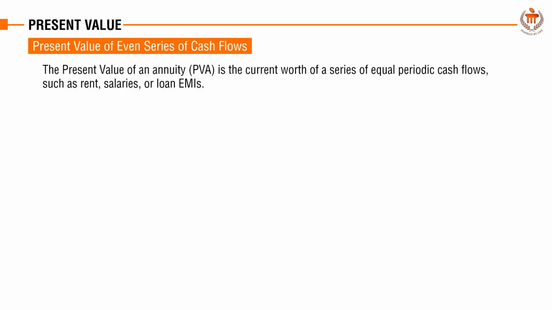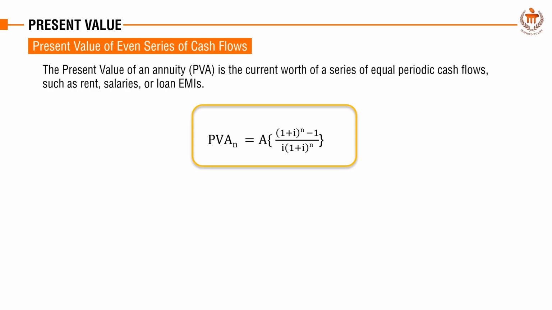Now let's move from single cash flows to a series of equal cash flows, often referred to as an annuity. This is a common scenario in finance where equal payments are received or paid periodically, like monthly rent, annual salaries, or loan EMIs. The present value of an annuity represents the current worth of a series of equal periodic cash flows. Present value of an annuity, PVA, is equal to periodic payment, A, multiplied by (1 plus interest rate I) raised to the number of periods N, minus 1, divided by interest rate I multiplied by (1 plus interest rate I) raised to the number of periods N.